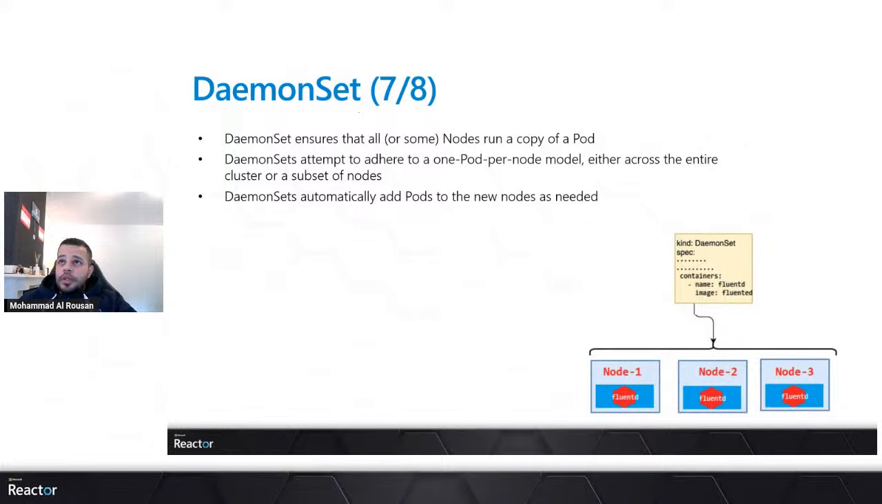We also have the DaemonSet service in Kubernetes. DaemonSet has a primary goal, which is to make sure that each node in your Kubernetes cluster, each worker node, has one pod deployed. So if you have three nodes, DaemonSet will make sure that each node has one pod deployed. And in the future, if you add more nodes, DaemonSet will add the pod to the new node. There are a few use cases for DaemonSet.